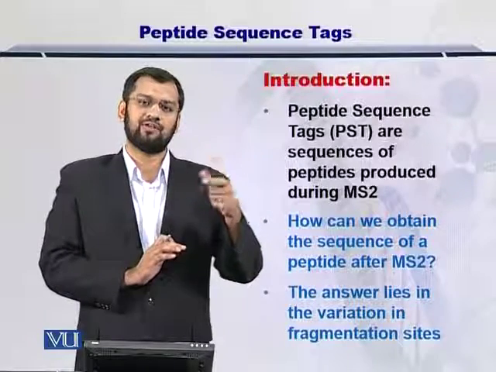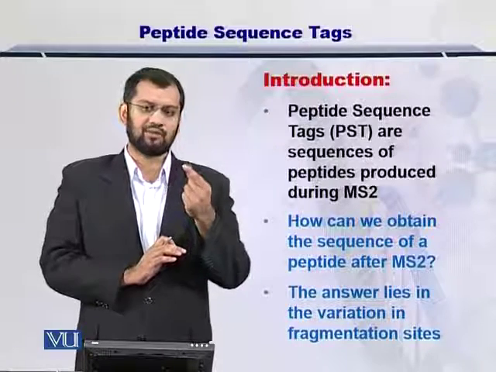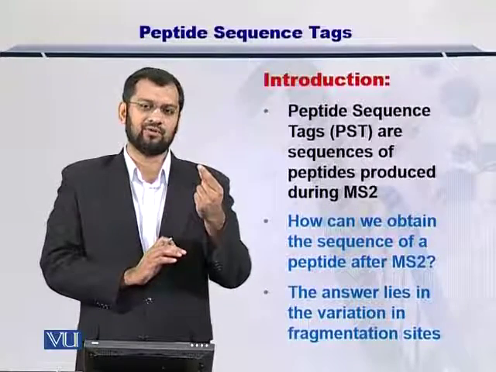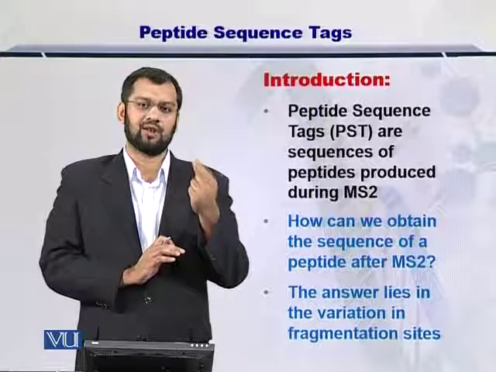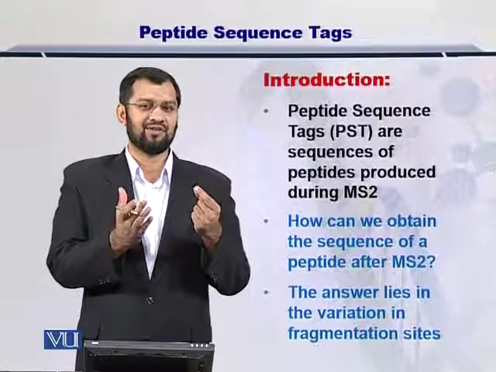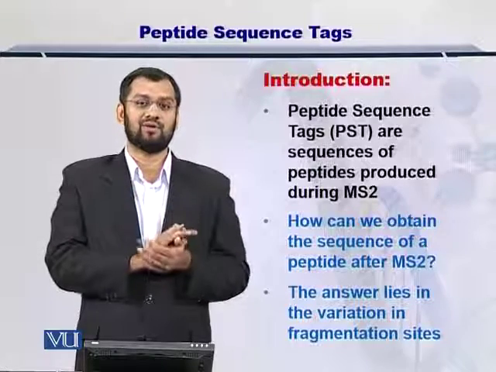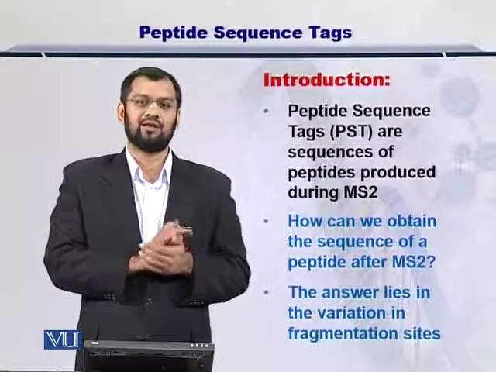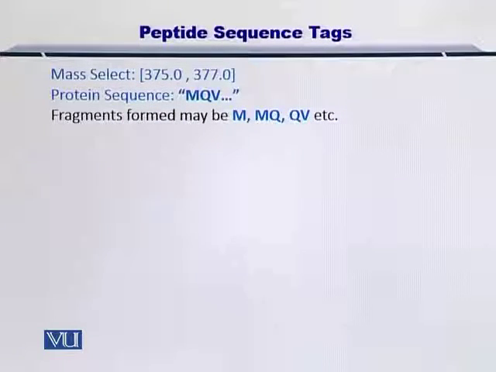Then simply by subtracting the smaller fragment from the bigger fragment, you can arrive at the molecular weight of one amino acid. Now, if that amino acid's molecular weight can be compared with the molecular weights of the 20 amino acids that we know, then you can say which amino acid was part of the sequence. So let's take a look at this example in order to better understand the peptide sequence tag concept.